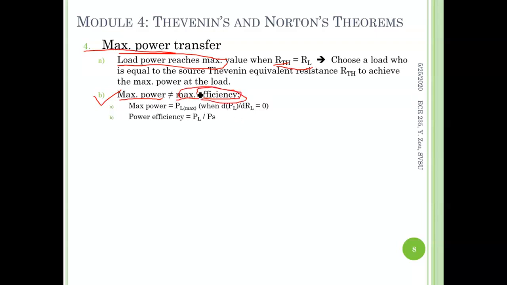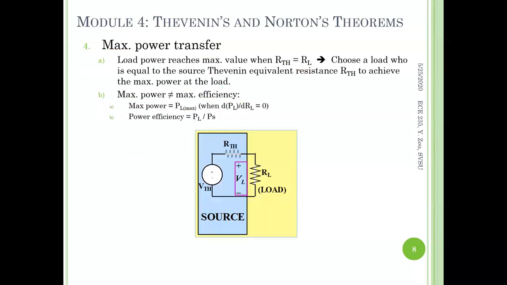What is efficiency? Efficiency is equal to the output power, which is the load power, divided by the source power. So output over input. This is the efficiency concept. So maximum output power is not equal to the maximum power efficiency. Then the obvious question is, what is the efficiency when maximum power is transferred? In other words, since maximum output power does not induce maximum efficiency, what is the efficiency then? Okay, let's take a look at the calculation.